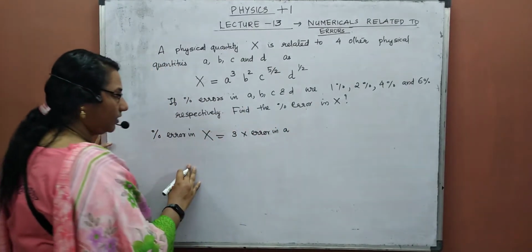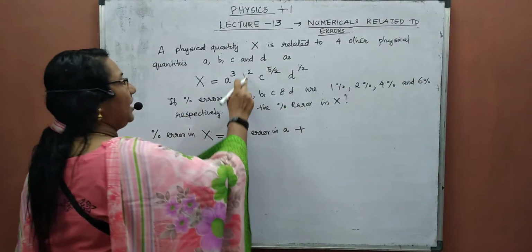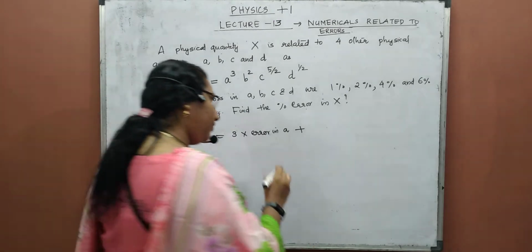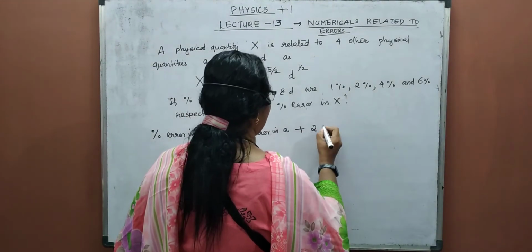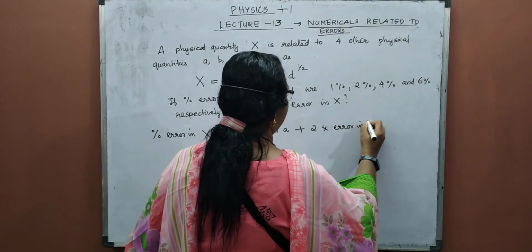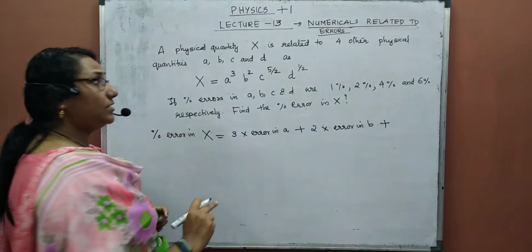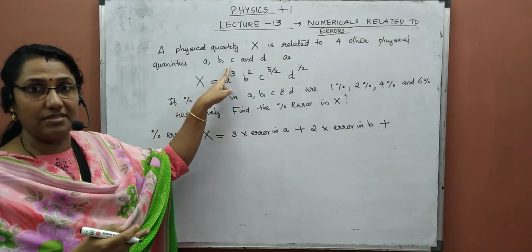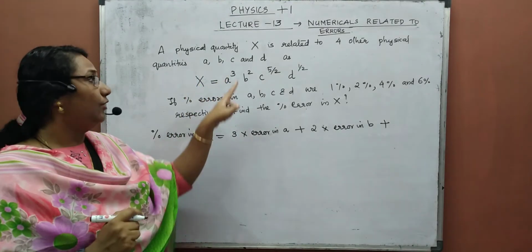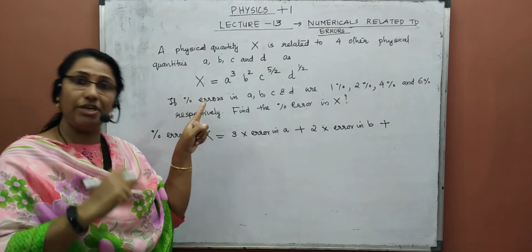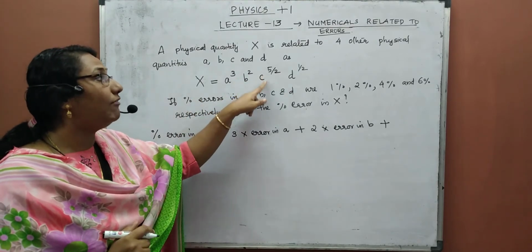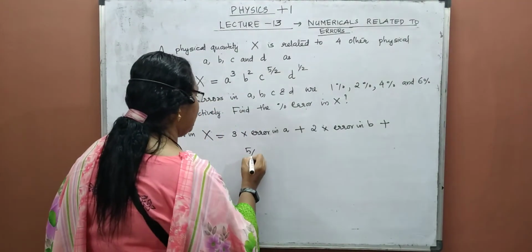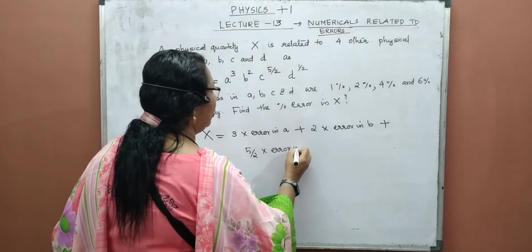Okay. Plus, B square. We have taken B two times, B into B, that's why B square. So, we have to take two times the error in B. Okay, plus now C is taken 5 by 2. The power of C is 5 by 2. When the power of A was 3, we have taken 3 times the error of A. When the power of B was 2, we have taken 2 times the error in B. Similarly, here the power of C is 5 by 2. You have to take 5 by 2 times the error in C.